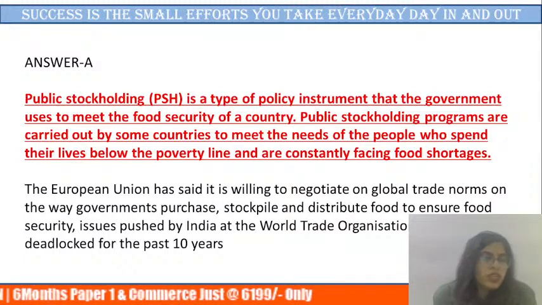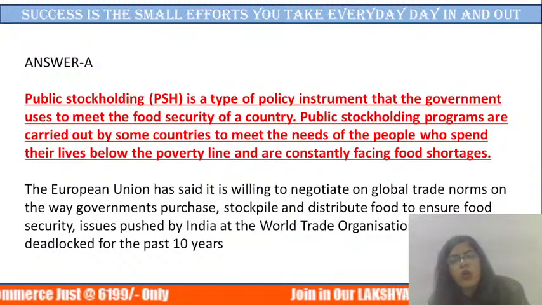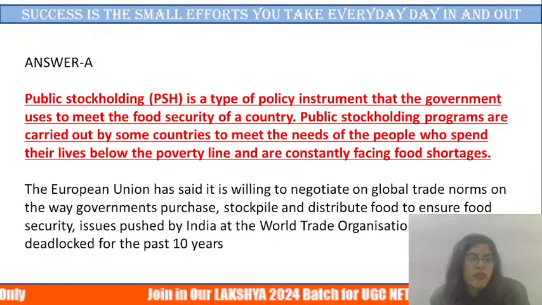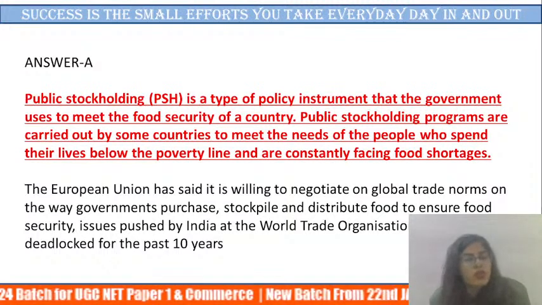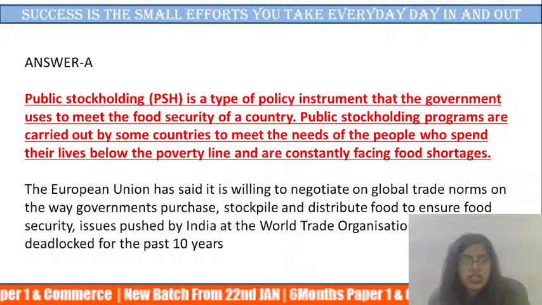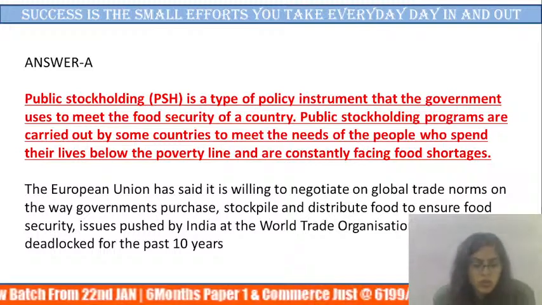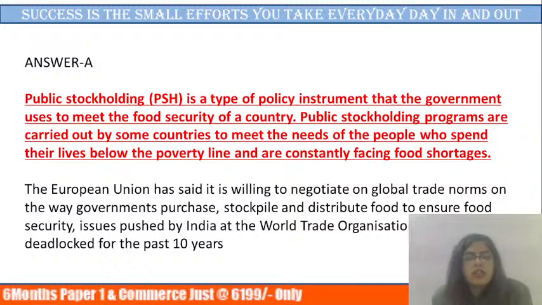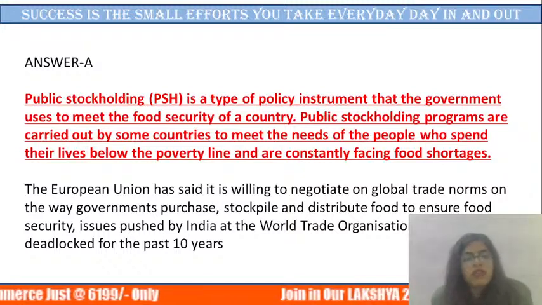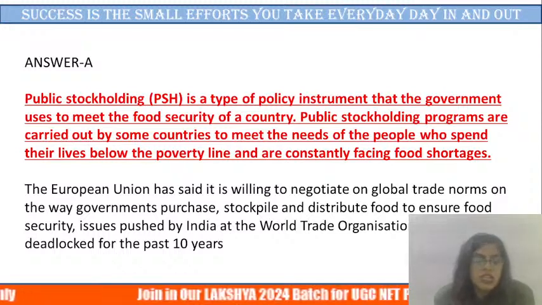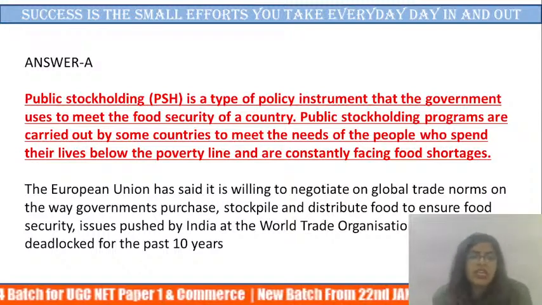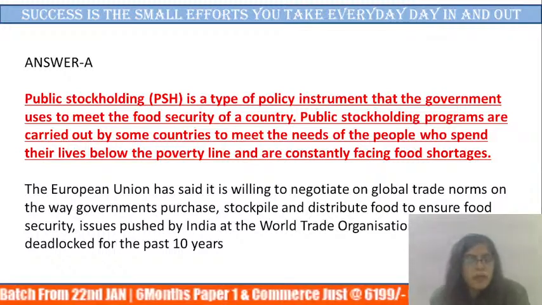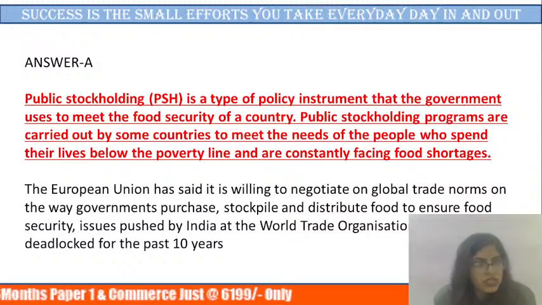Now, the Union has said it is willing to negotiate on global trade norms on the way governments purchase, stockpile, and distribute food to ensure food security. This is an issue pushed by India at the World Trade Organization and has been in deadlock for the past 10 years. India has been bringing this issue to the WTO for the last 10 years, but they were not giving any solution. Finally, after 10 years, India is able to convert it into some result.